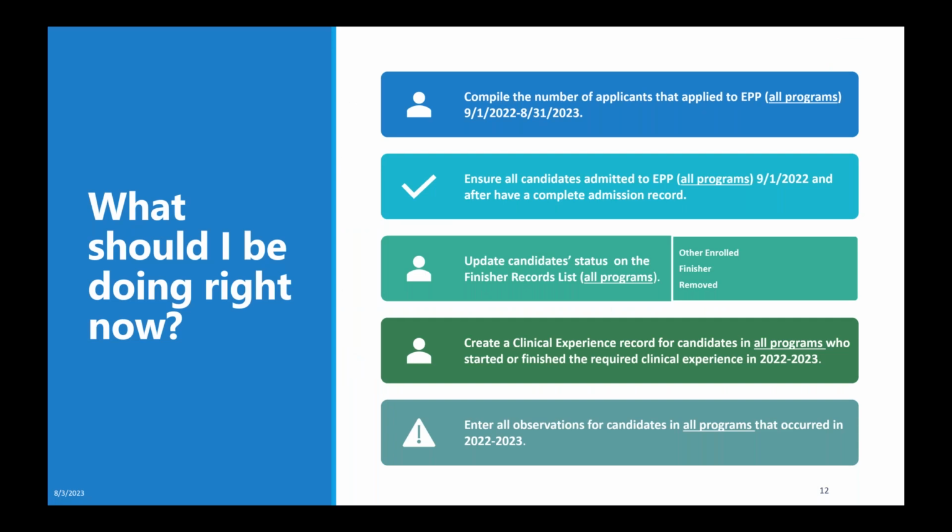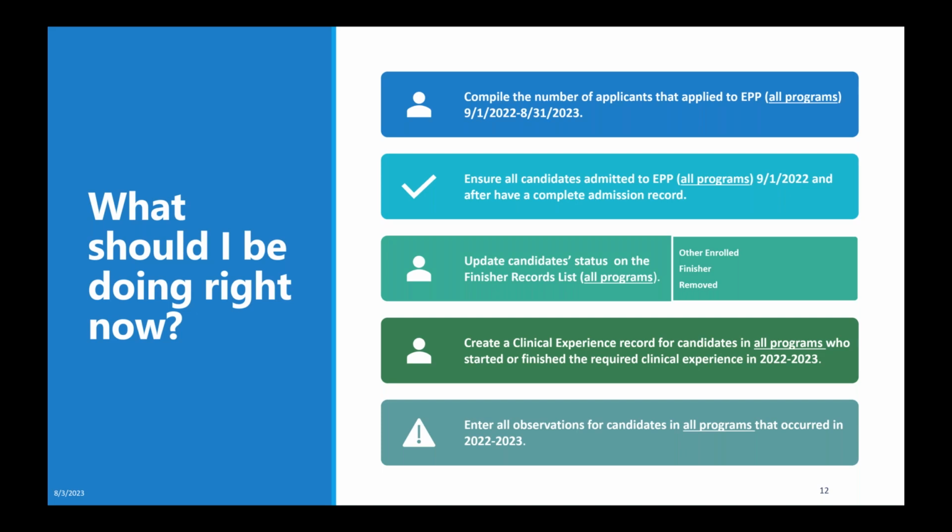This is an overview of what you should have completed or should be in process of completing to prepare to submit your data on September 15th. First, for all programs within your EPP, such as your undergraduate teacher program, post-bac principal program, school counselor program, etc., you must compile and report the number of applicants throughout the 22-23 academic year. If you haven't tracked this data, gather the information before September 15th. We'll discuss this further on another slide.